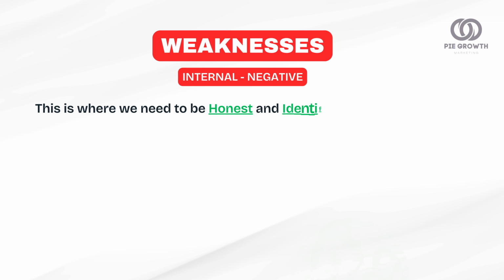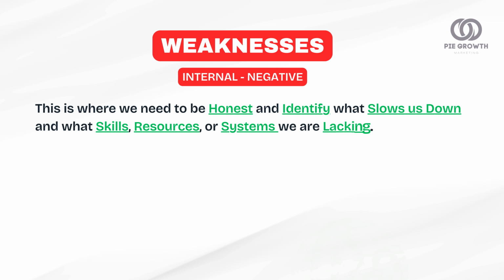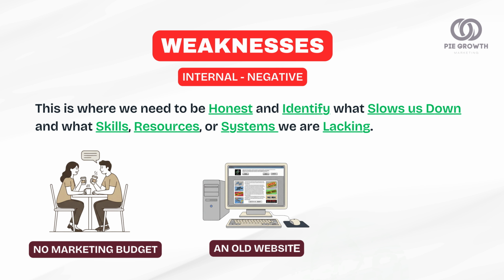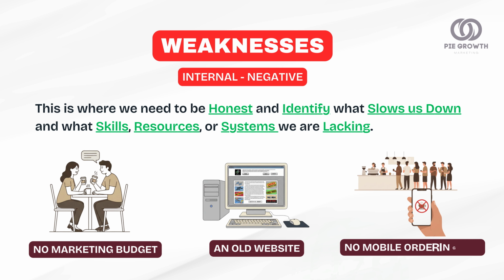Next, we look at weaknesses, which are internal and negative. This is where we need to be honest and identify what slows us down and what skills, resources, or systems we are lacking. So we know that the weaknesses of Bean's Coffee Shop are: 1. Our marketing budget is zero. We rely entirely on word of mouth. 2. Our website looks like it was built in 1999. 3. We don't have a mobile ordering app, which makes the morning rush slow.